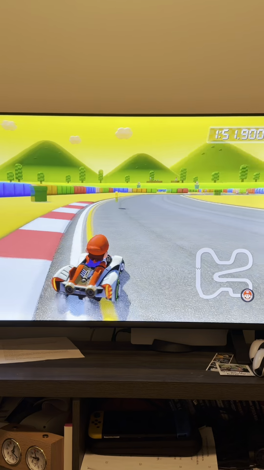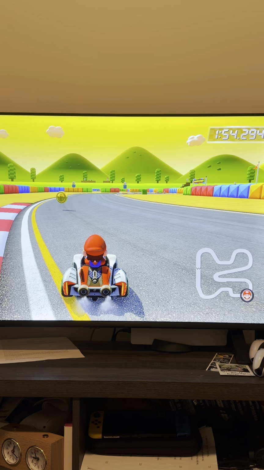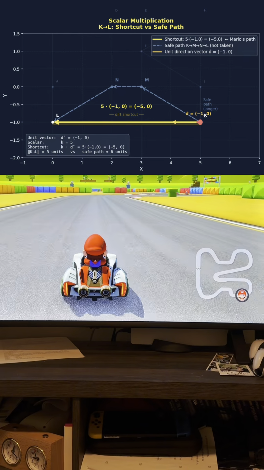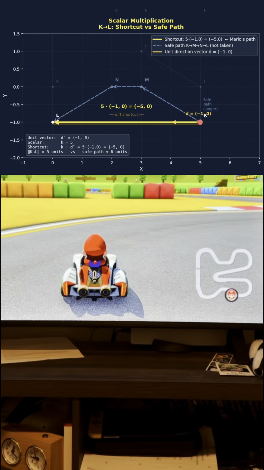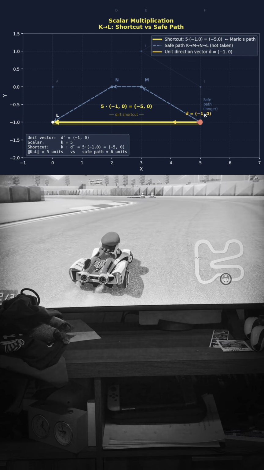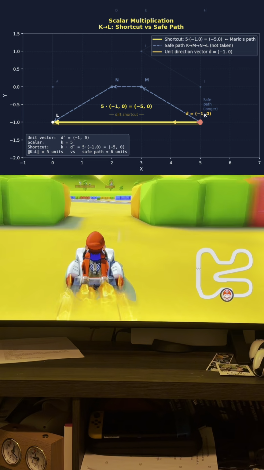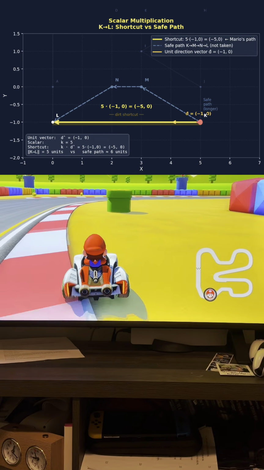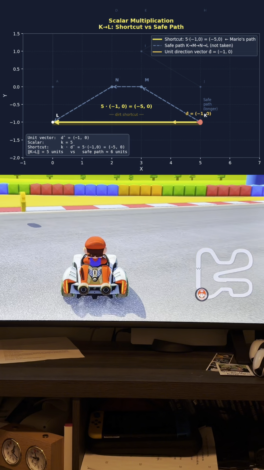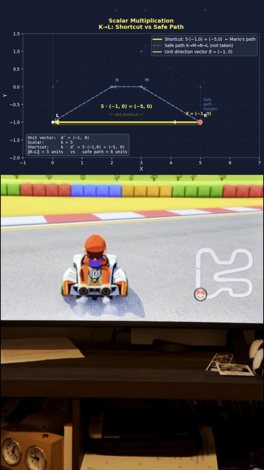Okay, so here's Mario's favorite part of the track, going from point K to point L. Mario reaches K at 5, -1, and normally racers would take a safer path, avoiding the dirt, which would cause him to go through extra points at 3, 0 and 2, 0, before being able to reach point L at 0, -1. But Mario isn't like most racers. He is the jump man, so he uses the mushroom to take this shortcut, avoiding those extra points, and going directly from K to L, with a vector of -5, 0, straight across. And on the graph, that's just 5 units to the left.